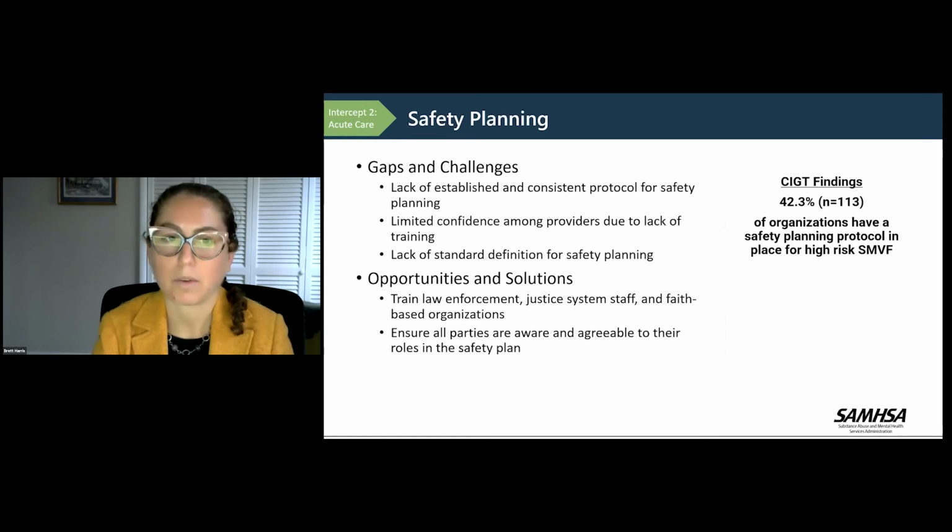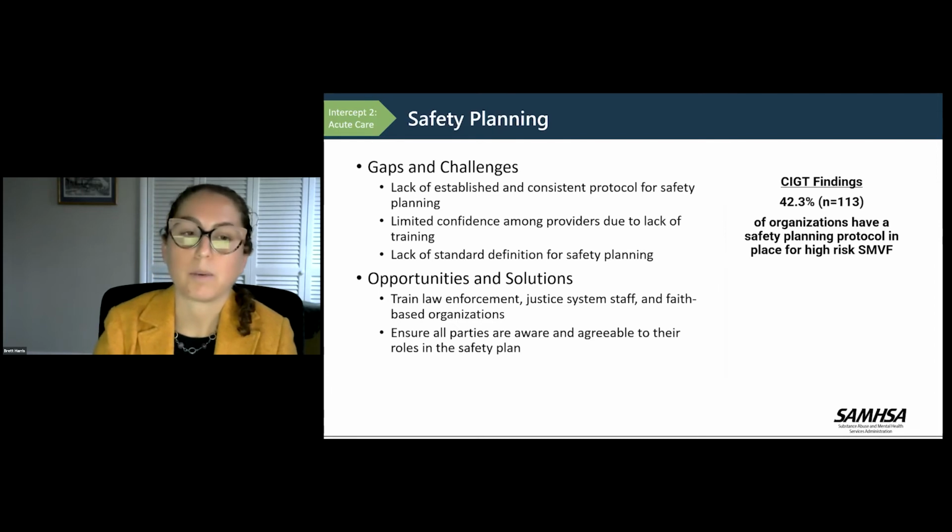So it was unclear through the TA sessions that when a community said they were doing safety planning, it was actually the evidence-based one for suicide prevention. Regardless, only 5 of the 24 communities said that they had a protocol in place for safety planning. The opportunities and solutions that were raised were training a whole group of different types of professionals like law enforcement, justice system staff, and faith-based organizations, and ensuring that all parties are aware and agreeable to their role in the safety plan.